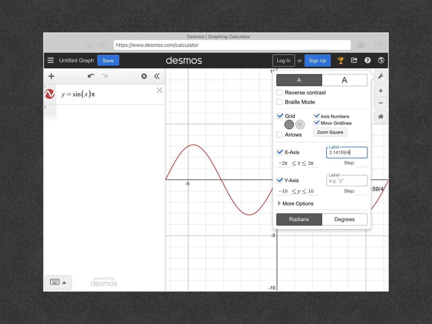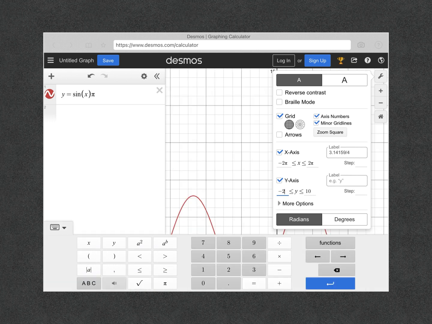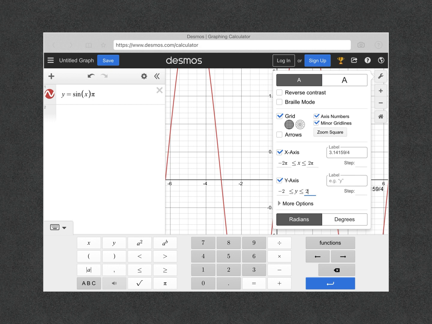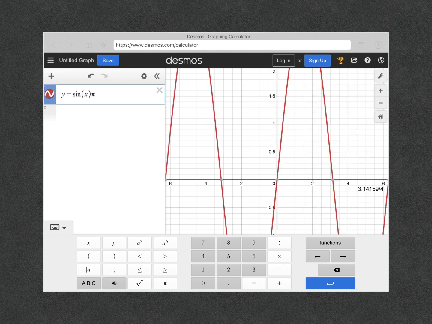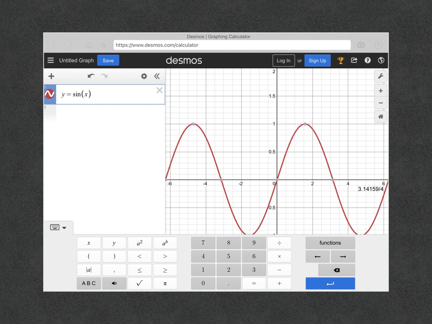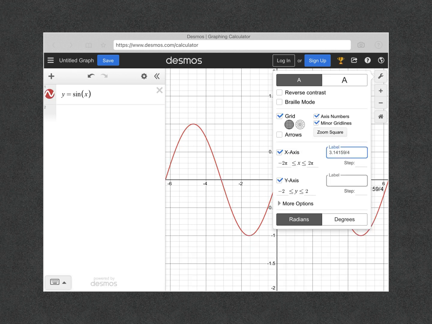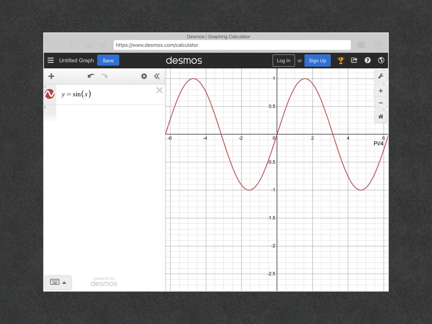So I want my steps to be every pi over 4, okay? And then the y-axis, I'm just going to go from negative 2 to 2 because I want to see that graph a little better, okay? And so, oops, I did get a pi there. There we go. Now, as you can see, it didn't quite scale this bottom graph for me correctly. I wish it would give me a pi there. I can do it on my computer, but I can't seem to do it on this. It won't let me scale.